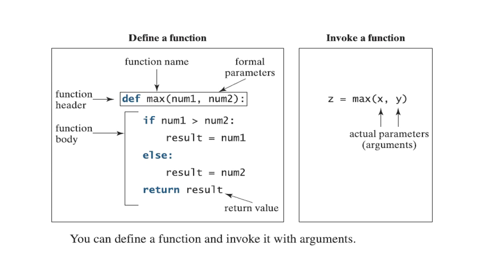So how do you invoke a function? z is equal to max(x, y). The name of the function is max and it takes two arguments, x comma y. While you are invoking a function, the actual parameters the function holds are known as arguments. You can define a function and invoke it with arguments.